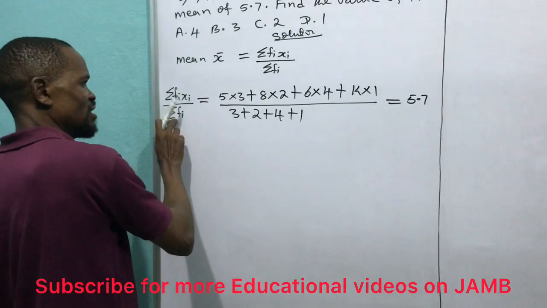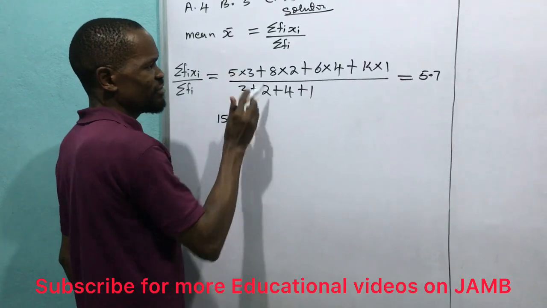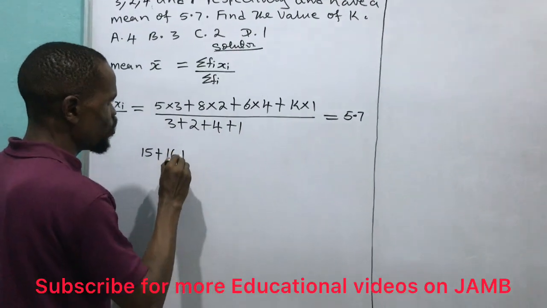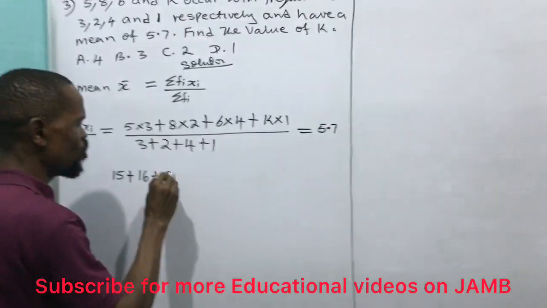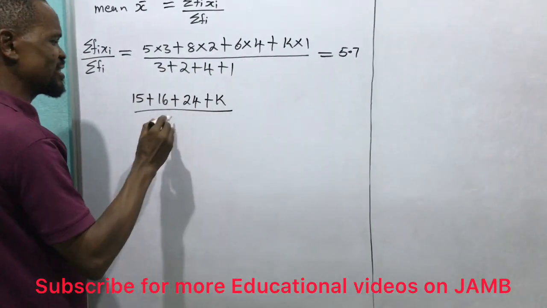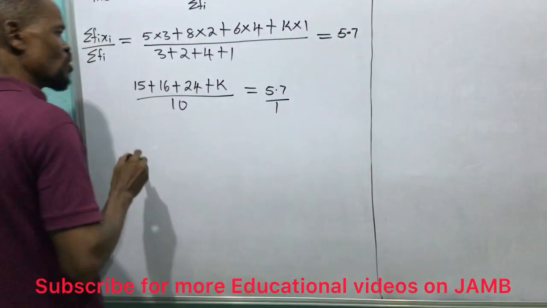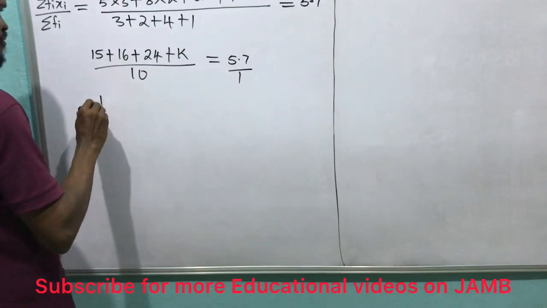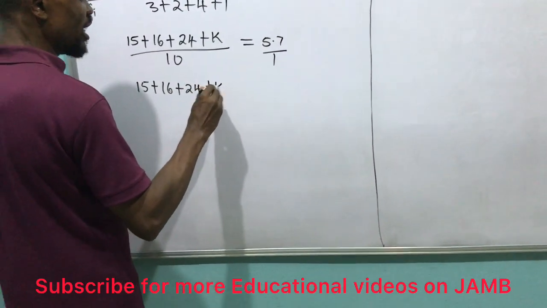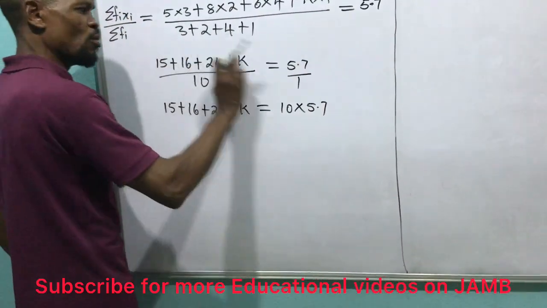5.7. That's the mean. Therefore, this becomes 15, which is this 15. This one will give me 16. This one will give me 24, and this will give me K, all over this plus this plus this, which is 10, equal to 5.7 over 1. Cross multiplication. I can now have that 15 plus 16 plus 24 plus K is equal to 10 times 5.7. That is cross multiplication.